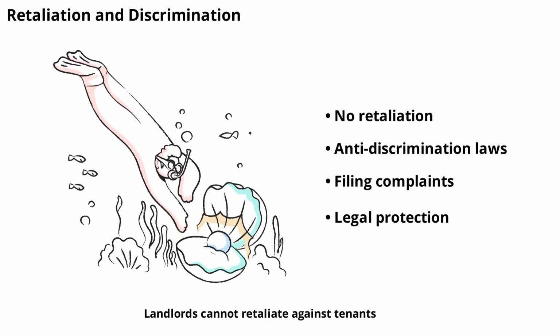Landlords cannot retaliate against tenants for exercising their legal rights, such as reporting code violations or joining a tenant union. Discrimination based on race, gender, disability, or other protected characteristics is also illegal. Tenants who experience retaliation or discrimination can file complaints with housing authorities or pursue legal action.